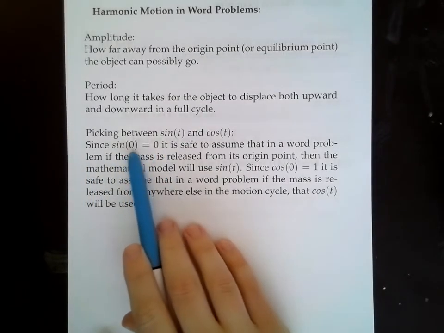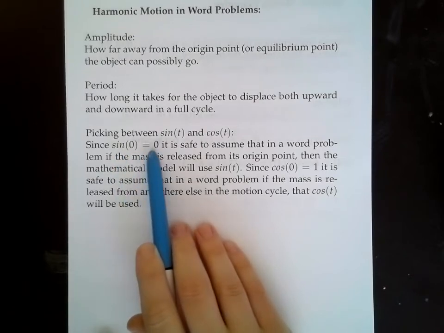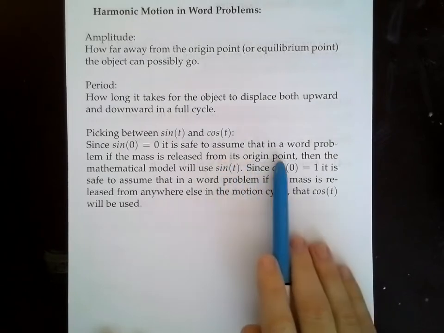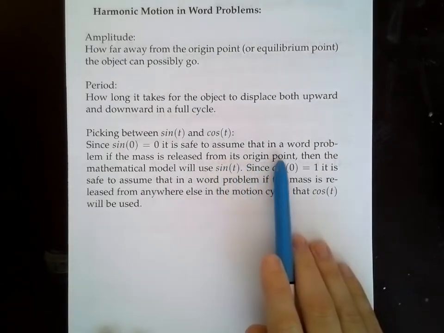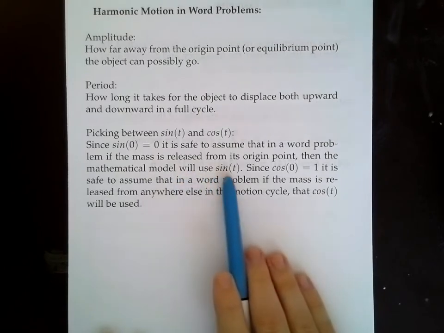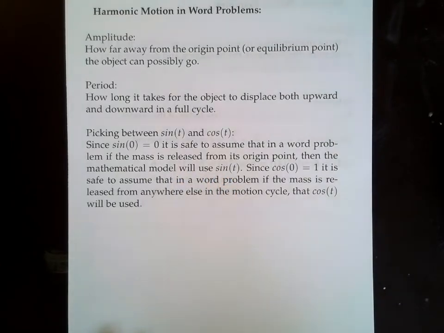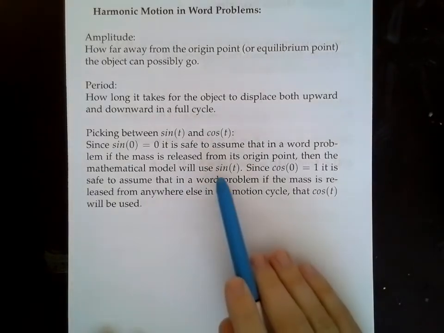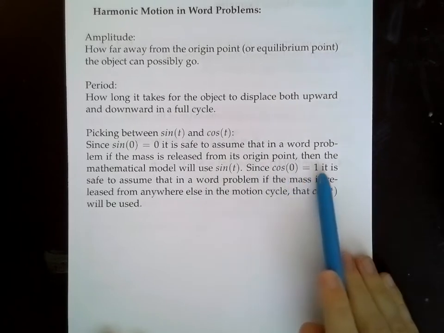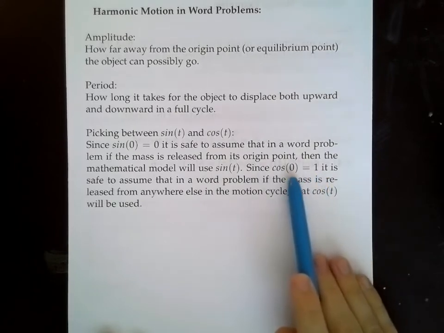Now, the way to pick between these is, since sine of 0 is equal to 0, so in other words, at time 0, sine is equal to 0, it's safe to assume that in a word problem, if the mass is released from its origin point, so in other words, at time t equals 0, then the mathematical model will use sine of t. So in other words, if we release from our equilibrium point at time 0, then we're going to be using sine.